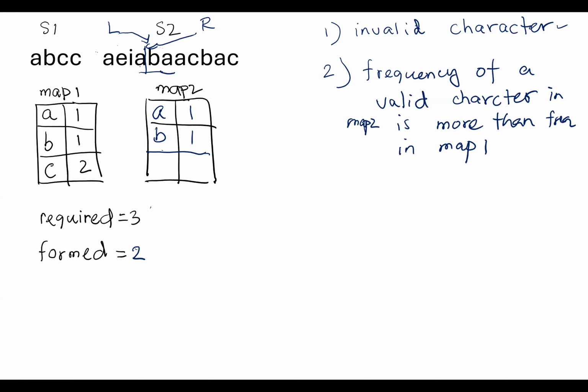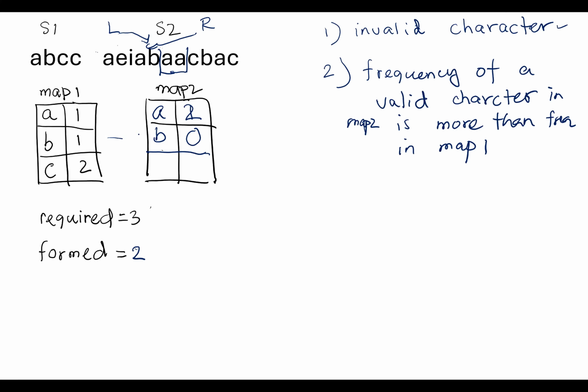Next, we expand right again. This one becomes 2. Now you see this is a mismatch, which means the second reason is hit again. So we try to fix this window by shrinking it further. For that, B becomes 0.